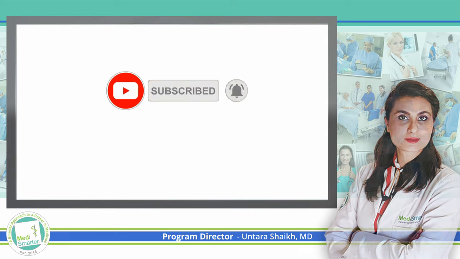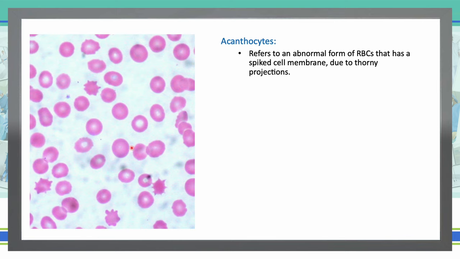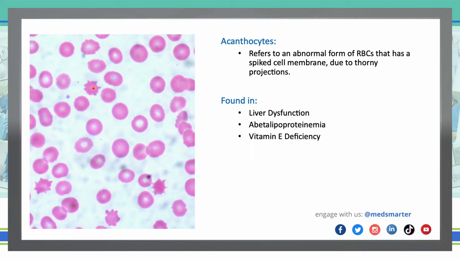So let's dig in. Our first image over here is of acanthocyte cells. Acanthocytes are irregularly shaped non-circular cells. They can arise from either alterations in the membrane lipids or structure proteins. Alterations in the membrane lipid are seen in abetalipoproteinemia and liver dysfunction.